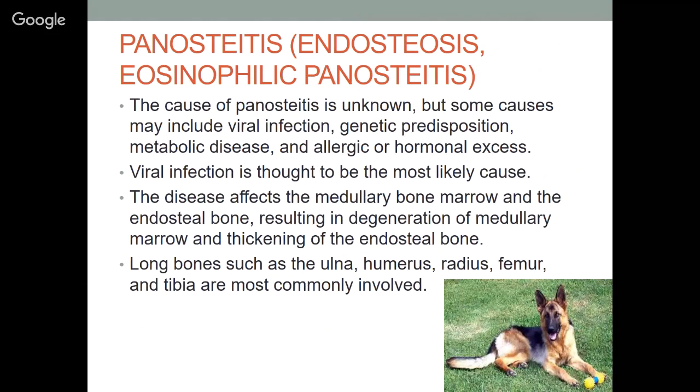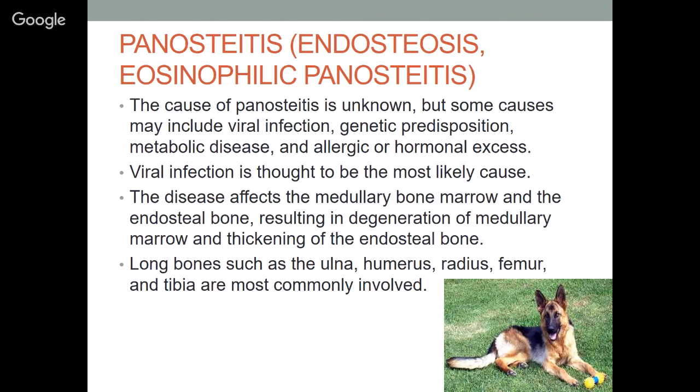The cause is unknown, but there may be viral infection or a genetic predisposition. We see it a lot in German Shepherd dogs. Perhaps metabolic disease happening somewhere else in the body, or some sort of allergic or hormonal excess. Think about when this occurs. It occurs at 6 to 8 months of age in male dogs. And that's about the time that the testosterone starts to kick in.